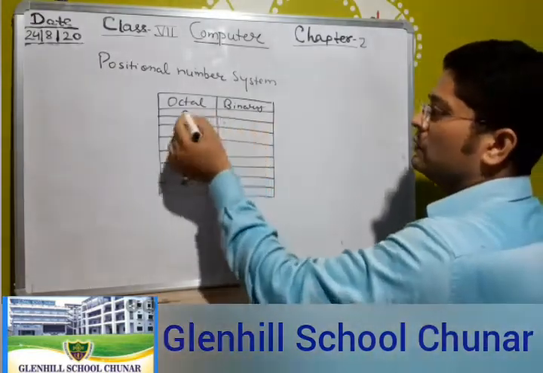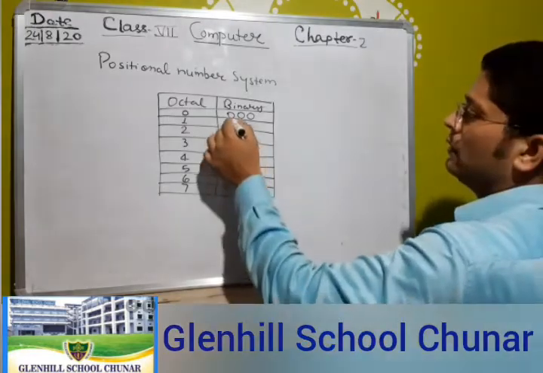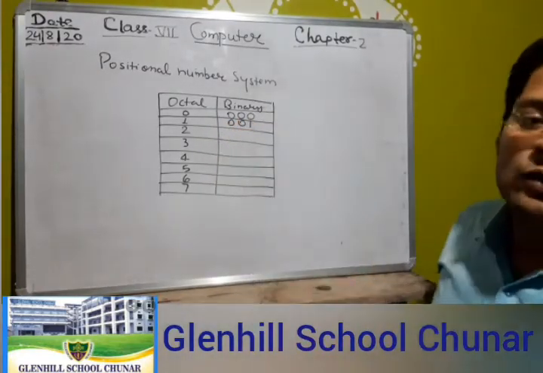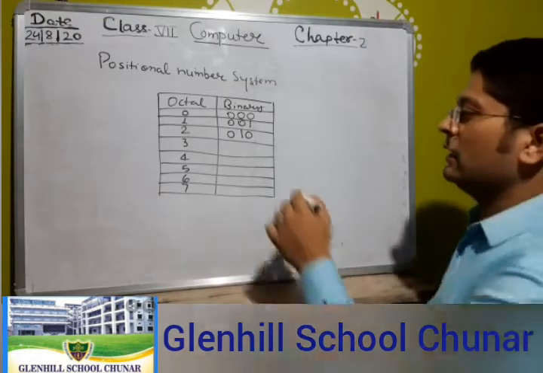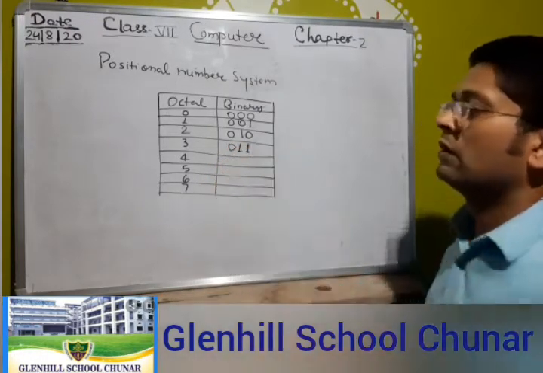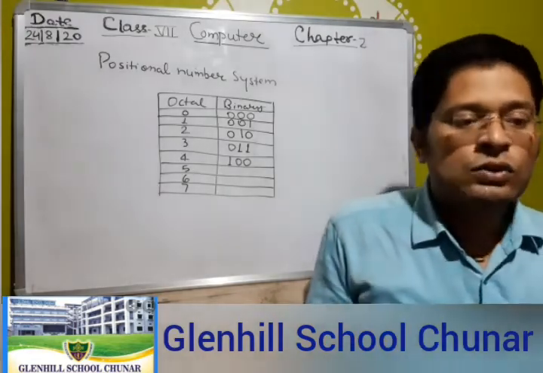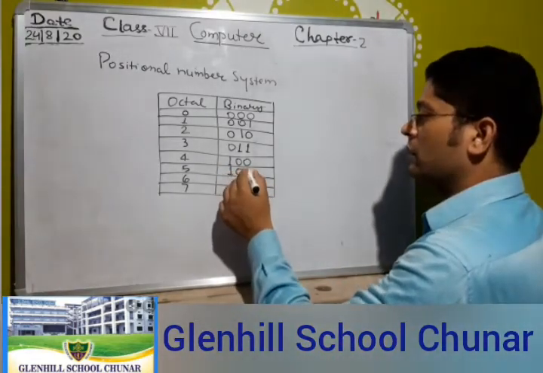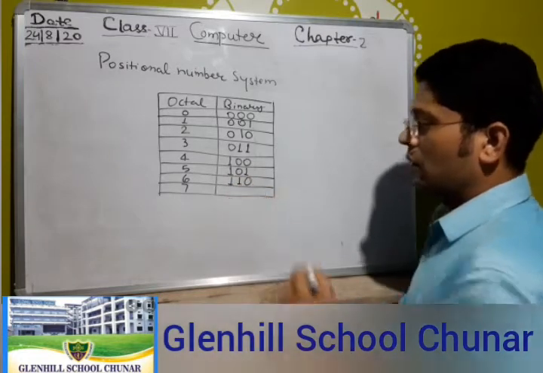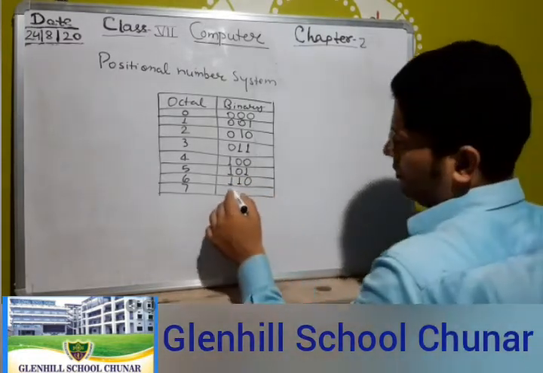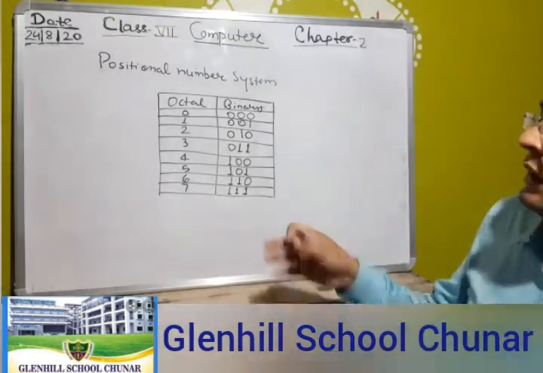The binary for octal 0 is 000, for 1 it is 001, for 2 it is 010, for 3 it is 011, for 4 it is 100, for 5 it is 101, for 6 it is 110, and for 7 it is 111. Students, please learn this octal to binary table.